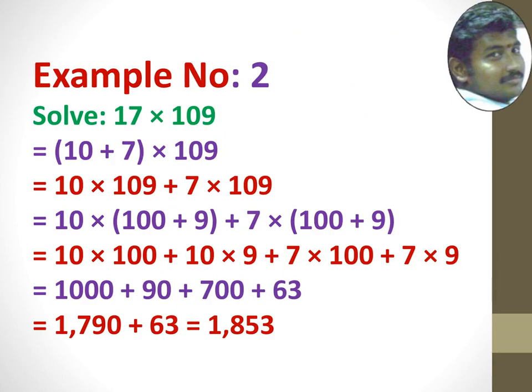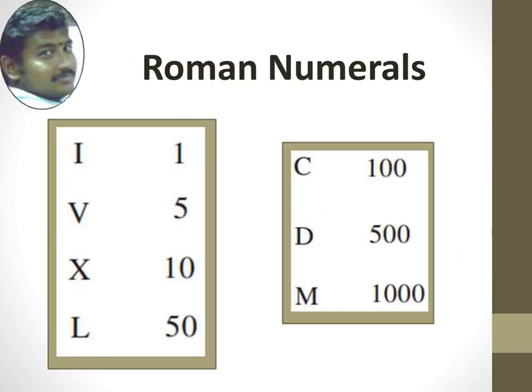Okay, expanding bracket. See 17 into 109. First expand 17: 10 plus 7. So 10 into 109 plus 7 into 109. Now 109 expand: 100 plus 9. So 10 into 100 plus 10 into 9, 7 into 100 plus 7 into 9. What we get? 1000 plus 90 plus 700 plus 63. Total we get the answer. Next we are going to see Roman numerals.